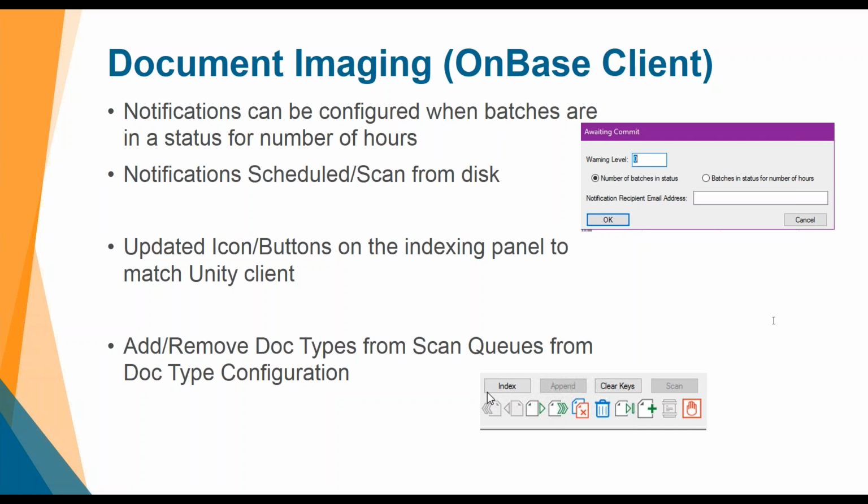The add and remove doc types from scan queues. So now if you've ever done document type maintenance or configuration, there is now a new button in there called scan queues. So you can add your one document type to, if you needed to add that document type to 10 scan queues, you can do it all in one place instead of in the past having to go into each scan queue and click the document type button and add it. You can now go to the specific document type and add all the scan queues that it needs to be a part of, which is a great feature for people that have multiple document types in their scan queues.